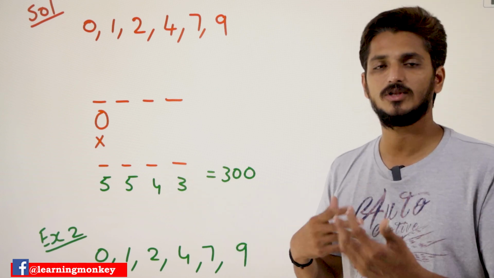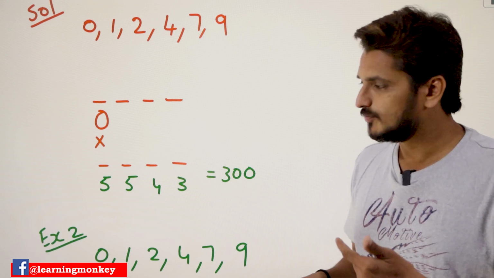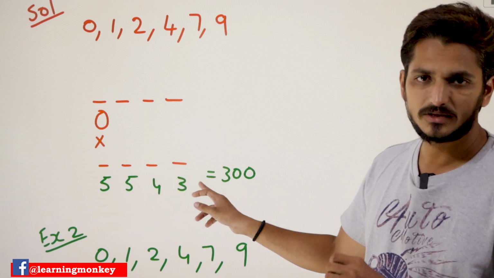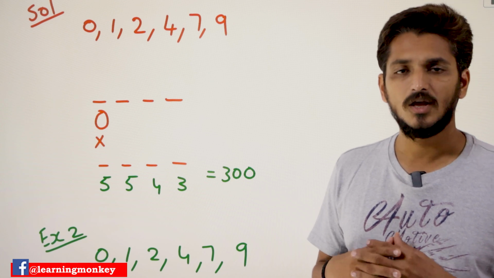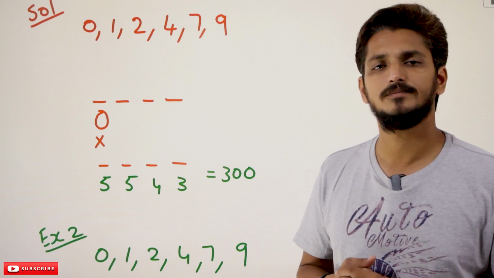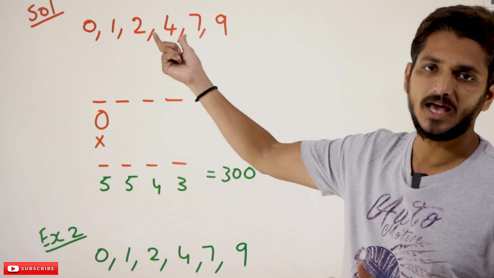This is similar to our previous examples. So our final output is 5 multiplied by 5 multiplied by 4 multiplied by 3. That is equal to 300 cases. 300 different 4-digit numbers are possible using these 6 elements.